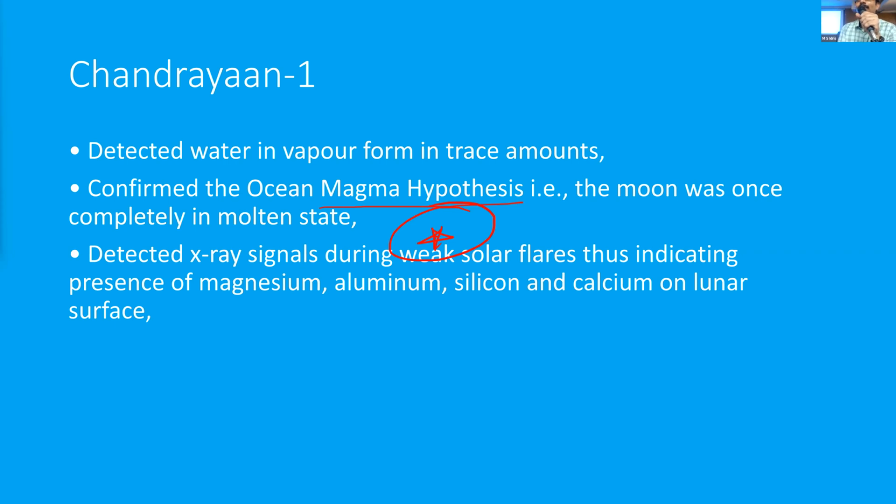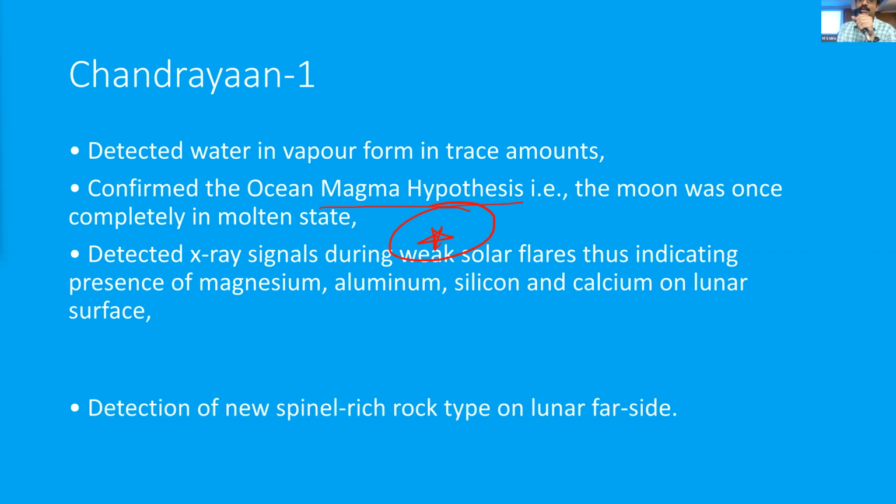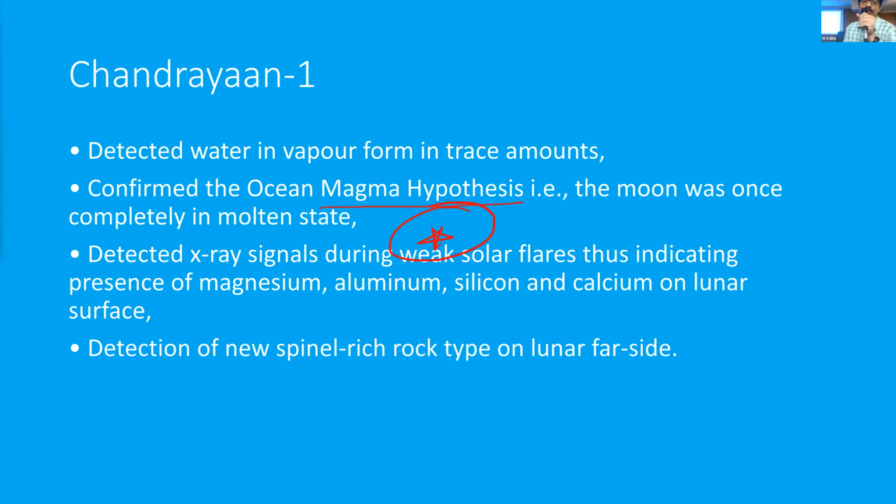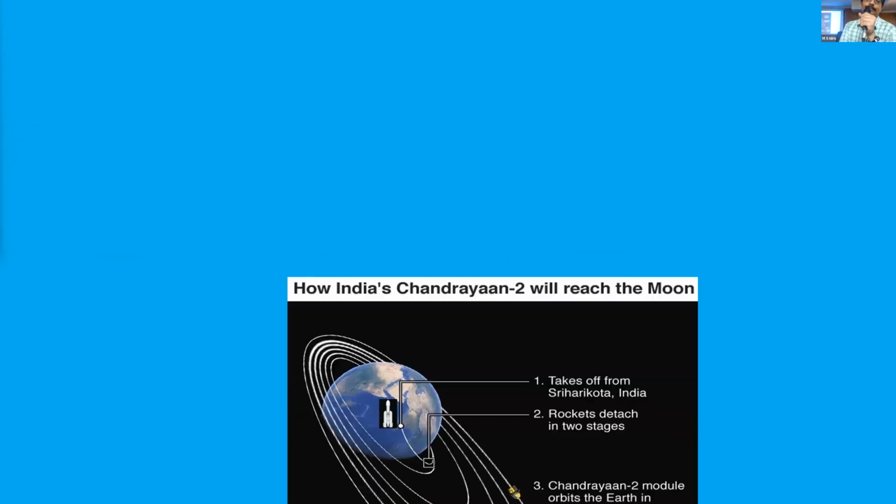So we want to explore minerals outside Earth also. It has discovered new types of materials, a new spinel, which is a magnesium compound. New types of rocks are also found on the Moon. All these are the achievements of Chandrayaan. Traces of water, the ocean magma hypothesis, and spectrometer X-ray analysis have given these kinds of elements, and new types of rocks have also been discovered on the Moon's surface.